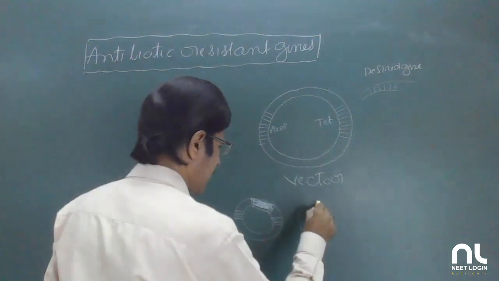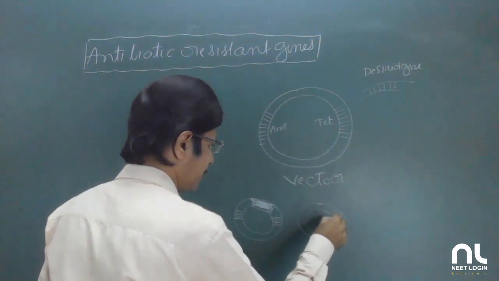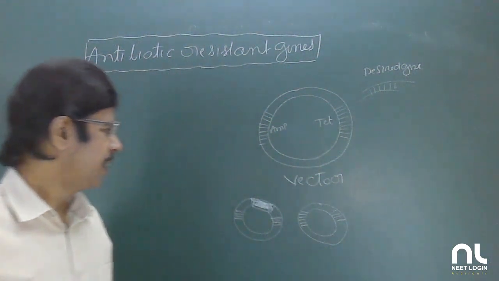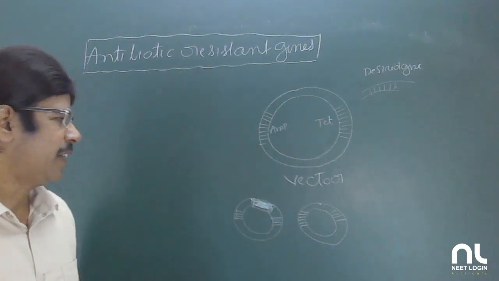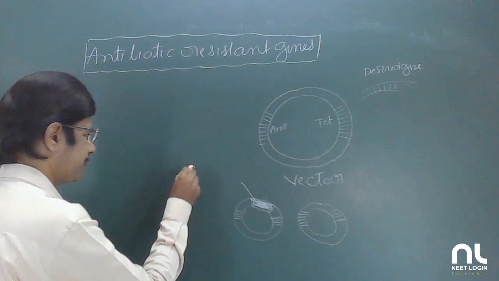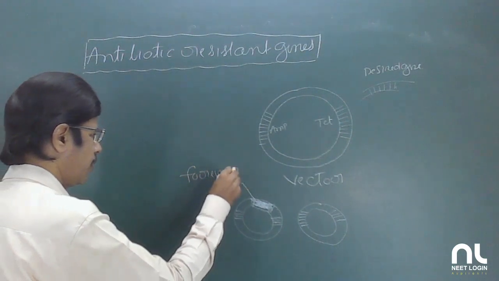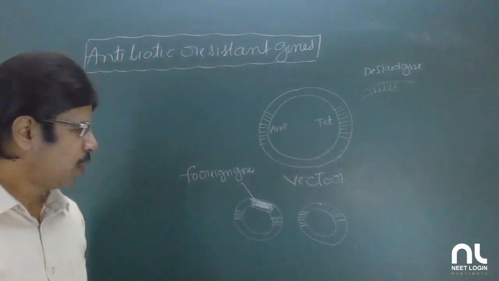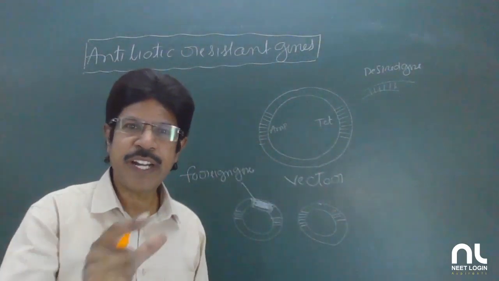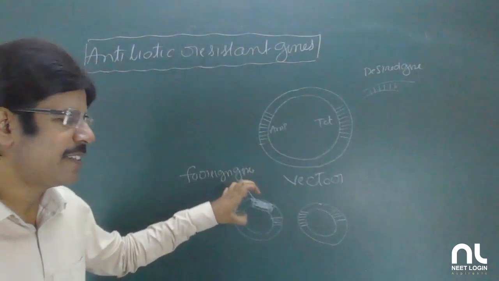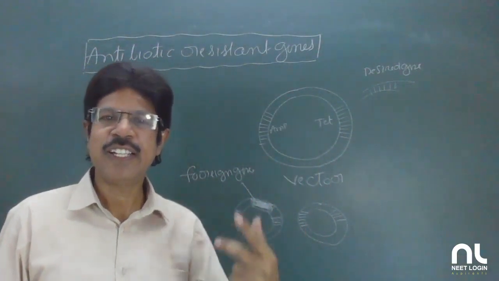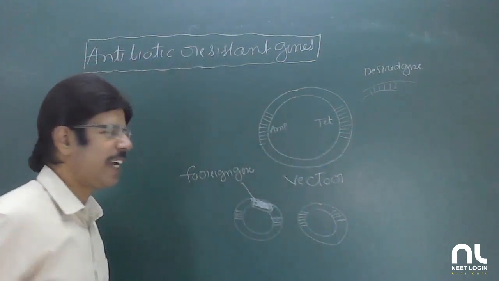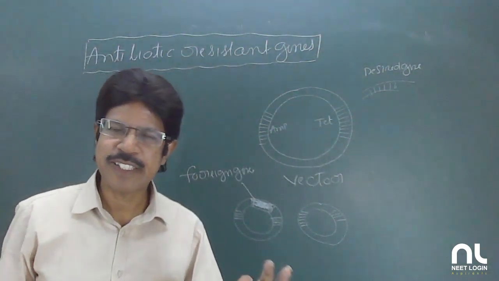And the other vector, if you take an imaginary diagram, you have to get it. How can you differentiate the two vectors? One vector has the foreign gene, the other vector is without the foreign gene. So there is a colony of cells. How can you identify which has the desired gene and which does not? So that's why you should have ampicillin and tetracycline, that is, antibiotic resistant genes.